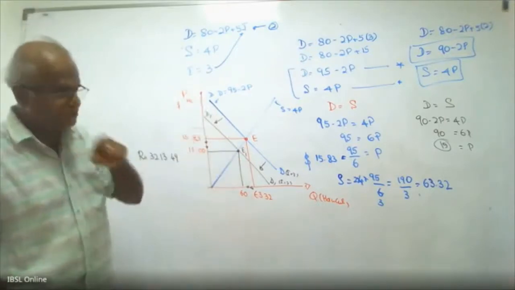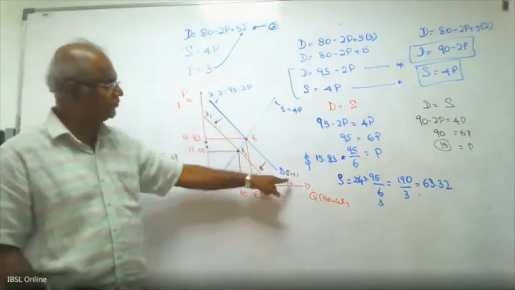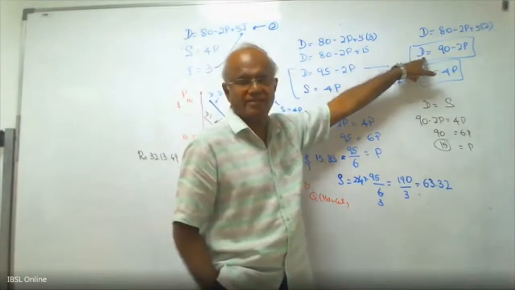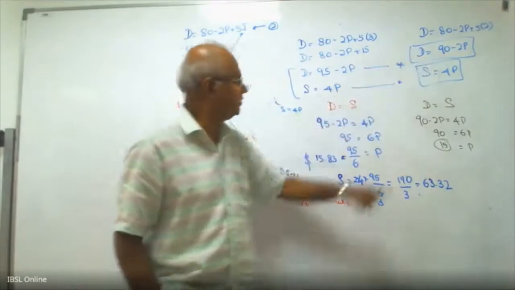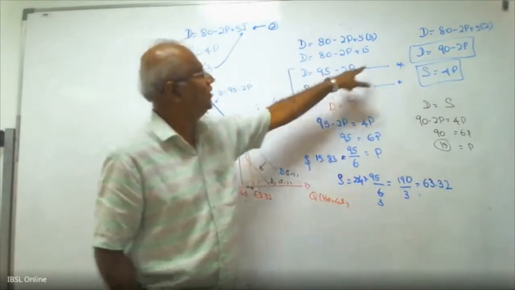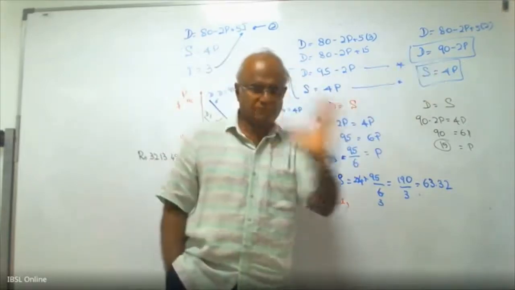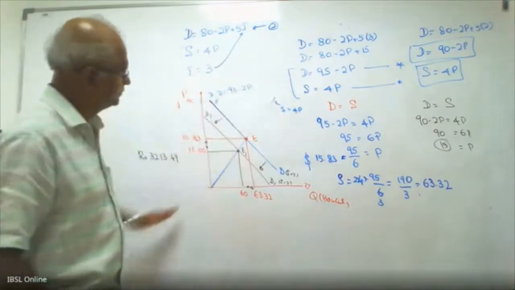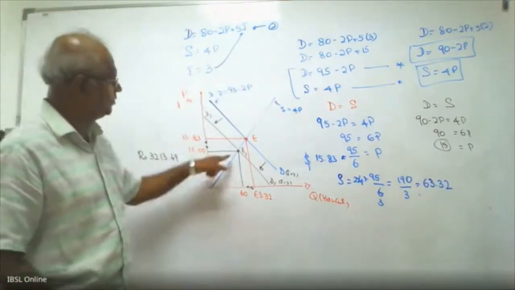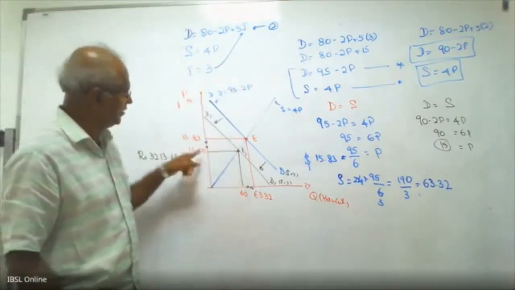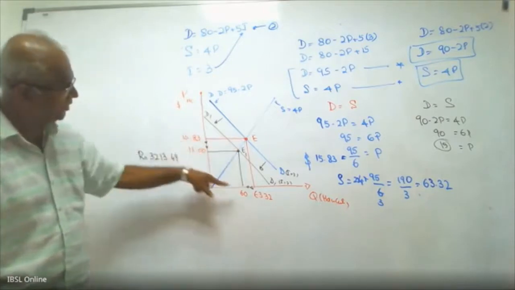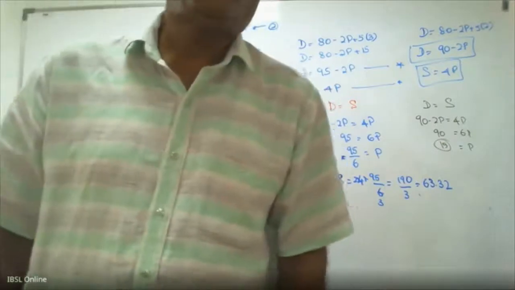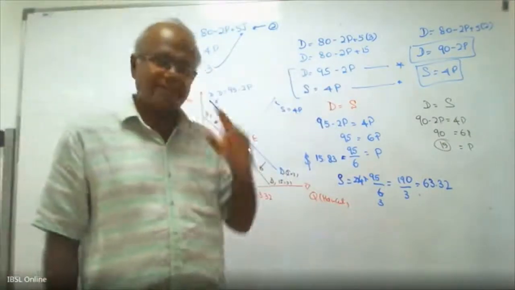Because of the recession, people's income decreased from 3 to 2. Demand decreases. The demand curve changes from 95 minus 2p to 90 minus 2p. Demand shifts, same supply. Now the equilibrium changes from E to E dash, E1. Equilibrium price 15, quantity 60. This is a very good question. It covers lots of things: equilibrium price, quantity, demand and supply.